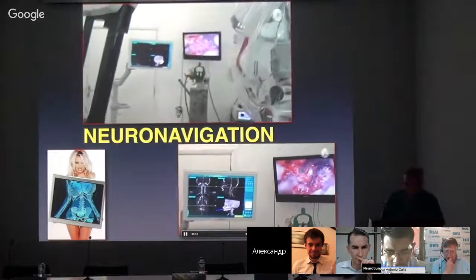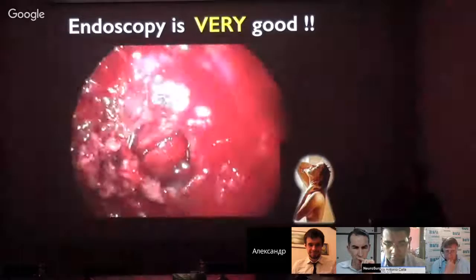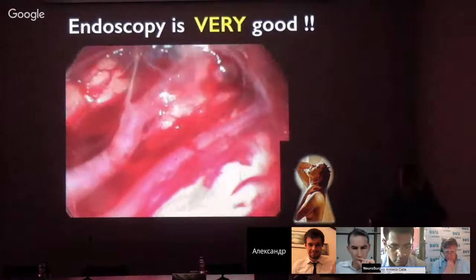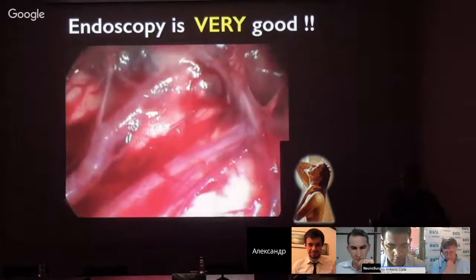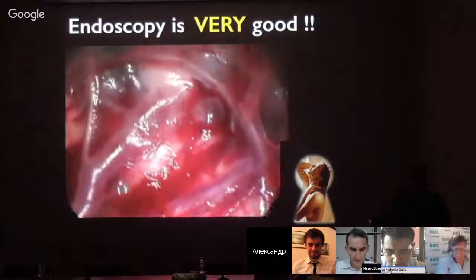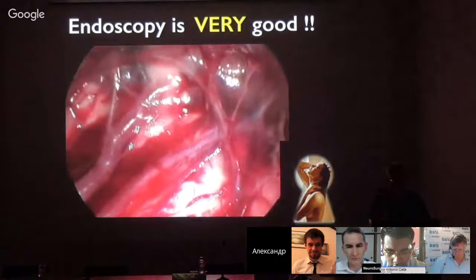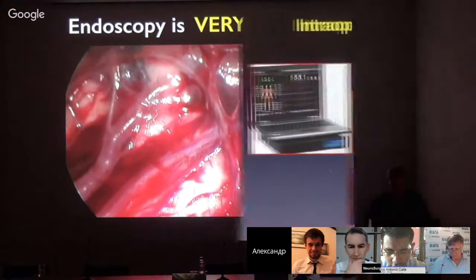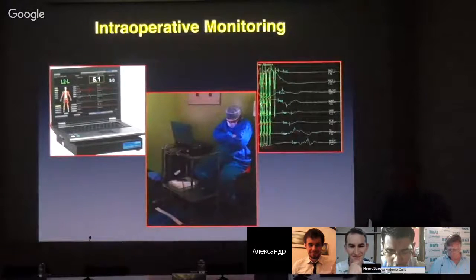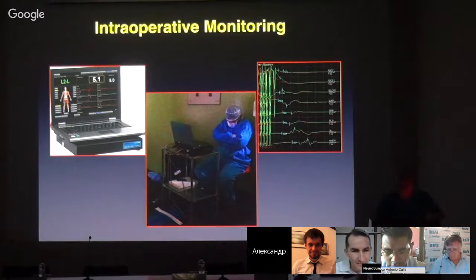Neuronavigation will help you with how to do the surgery. The endoscopy also is very good because you can see in the corner. In the microscope, you see only directly. With the endoscope, you can see in the corner. For chordomas especially, it's very important and very good to take the tumor that is lateral to the view. The intraoperative monitoring also helps a lot, especially for the cranial nerves. There you can be more aggressive in removal of the lesions.